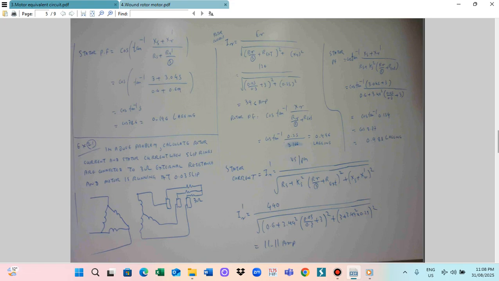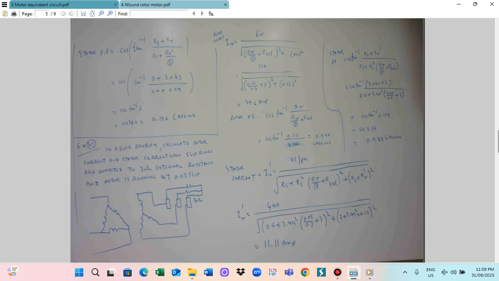Plus HS plus HR dash square. So then we calculate. So this is the IR dash is equal to dash by phase is 440 square root of.